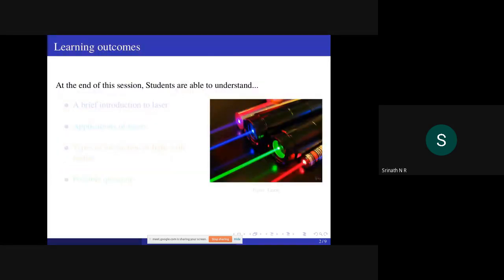Learning outcomes. At the end of this session, students are able to understand a brief introduction to laser, applications of laser, types of interaction of light with matter, and finally possible questions. One can see here lasers with different colors. This is a semiconductor laser with purple color, blue and red color.